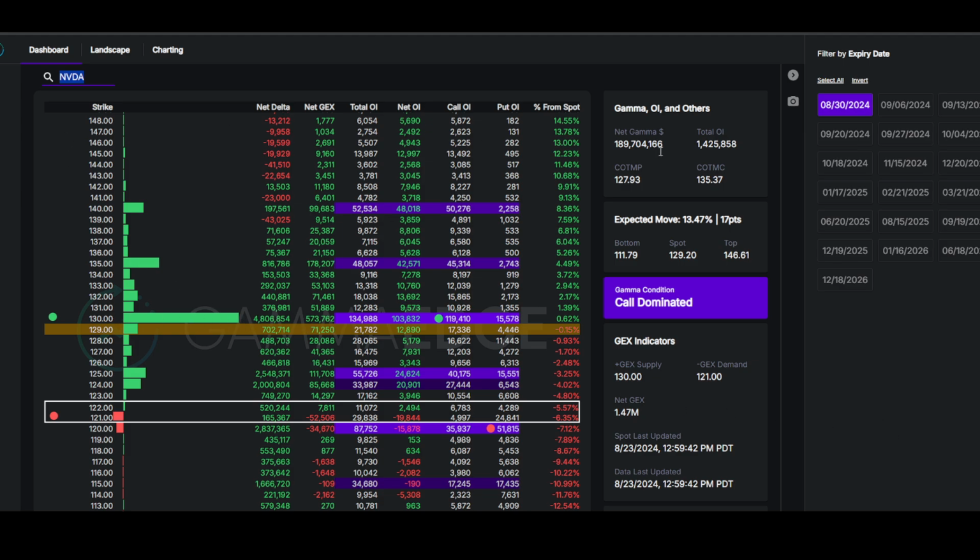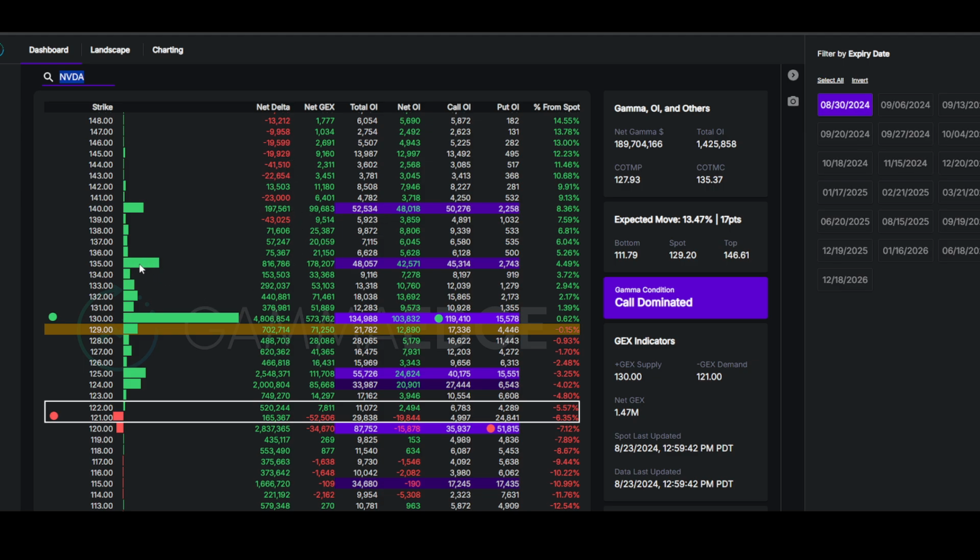But you can see this week, you can change and filter by expiration. So if we just have this week's pulled up, you can see our 130, right, with a 4 million net delta. We got a 573,000, almost 574,000 net gamma, right? Very delta positive. You can see where that flip comes, where we go negative, right?